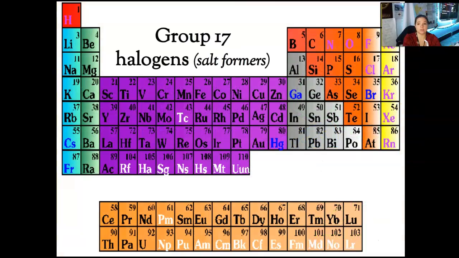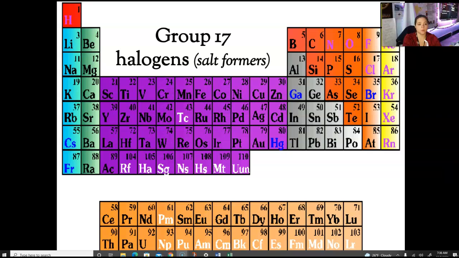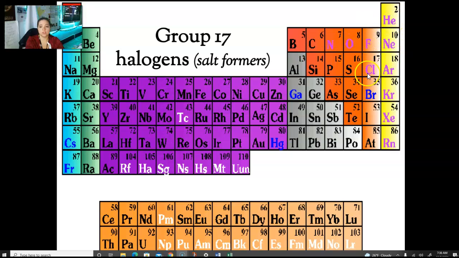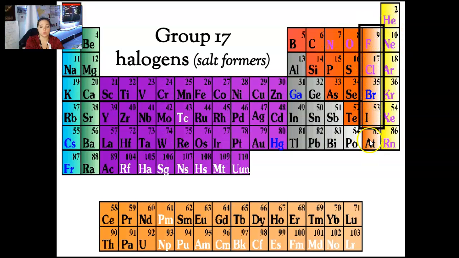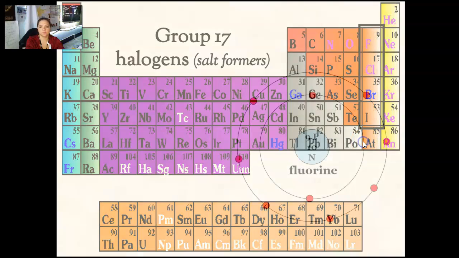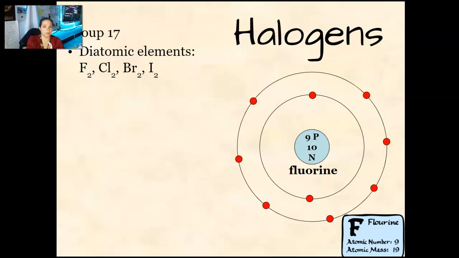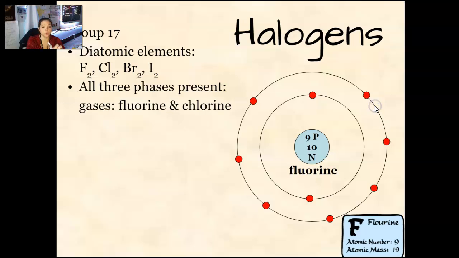All right, then you've got group 17. Move myself over here. And group 17 is right here. Notice we don't include that one for a reason. These are called the halogens. Group 17, they include the diatomic elements. There are more than this, but they include the diatomic elements, fluorine, chlorine, bromine, and iodine. Now, what's really cool about this group is they have all three phases present at room temp, which means the gases are fluorine, chlorine, bromine is liquid, iodine is solid.